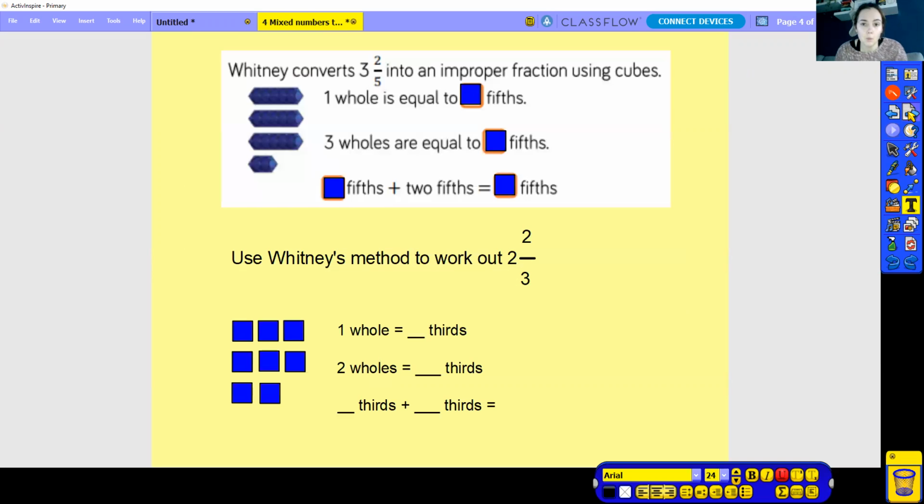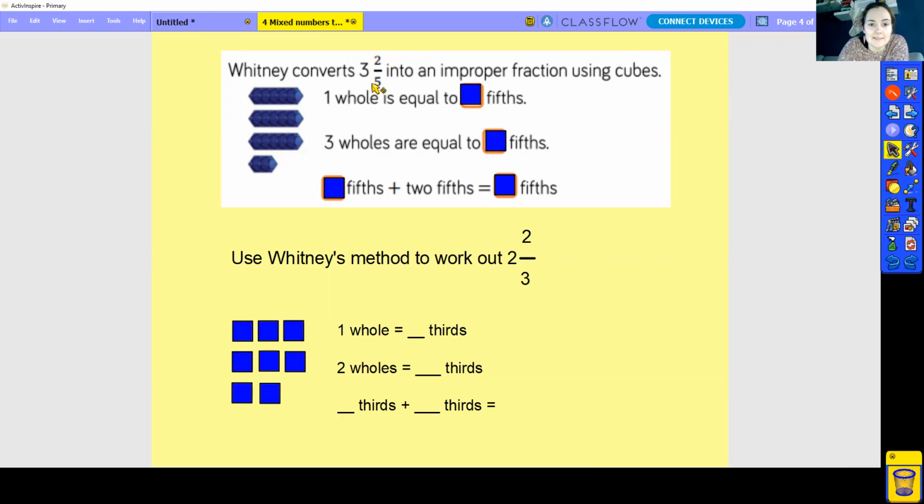So here, Whitney converts 3 2/5 into an improper fraction using cubes. So we need to first work out what is 1 whole worth. What is it equal to? Now, if you look, each of hers are split into fifths. They're out of 5. So 1 whole, a full fraction for a 1 whole one would be 5 out of 5. So 5 fifths. So 5 fifths is 1. So 1 is 5 fifths.